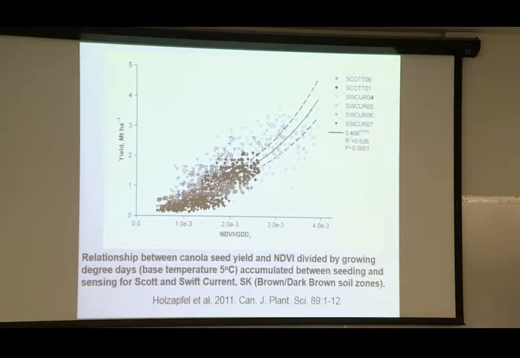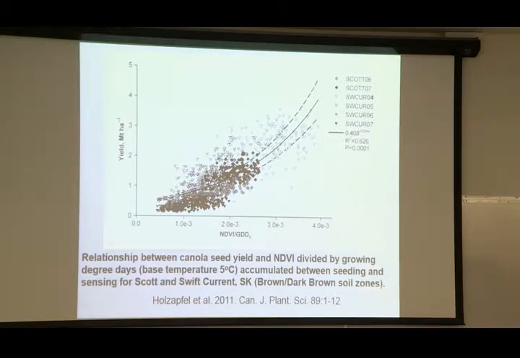So this is some work done with a GreenSeeker. This is in canola. Chris Holzapfel from Indian Head did this as a master's project. And what he was doing, you can see he used NDVI from the GreenSeeker. So we've got a normalized difference vegetation index that's normalized. He divided it by the growing degree days, right?